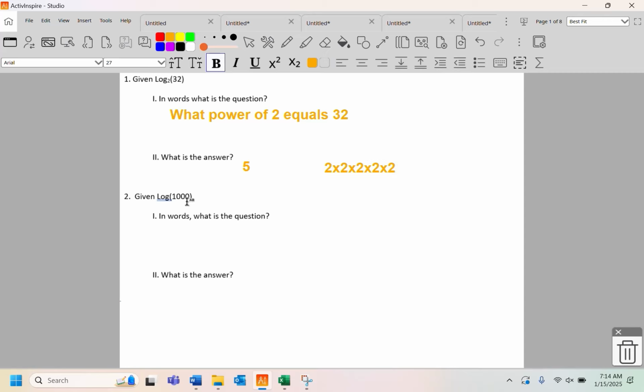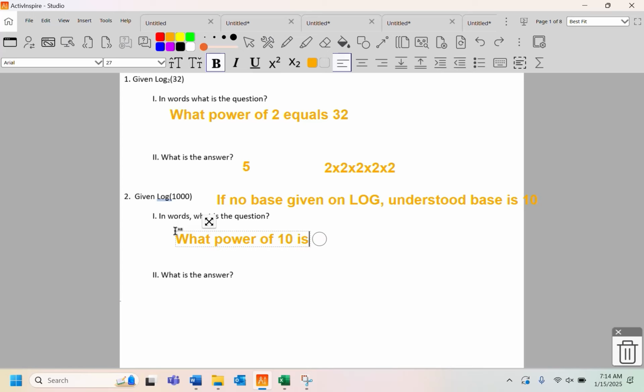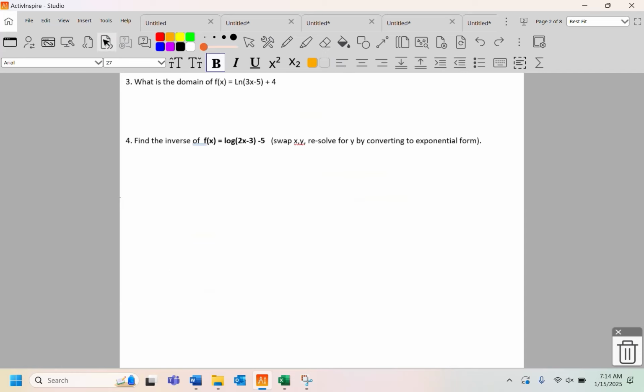All right, given log of 1,000. Now, remember, if no base is given on a log, the understood base is 10. So you have to understand the understood. It's asking what power of 10 is equal to 1,000. And the answer to that is 3, because 10 times 10 times 10 is 1,000. Not a hard question.